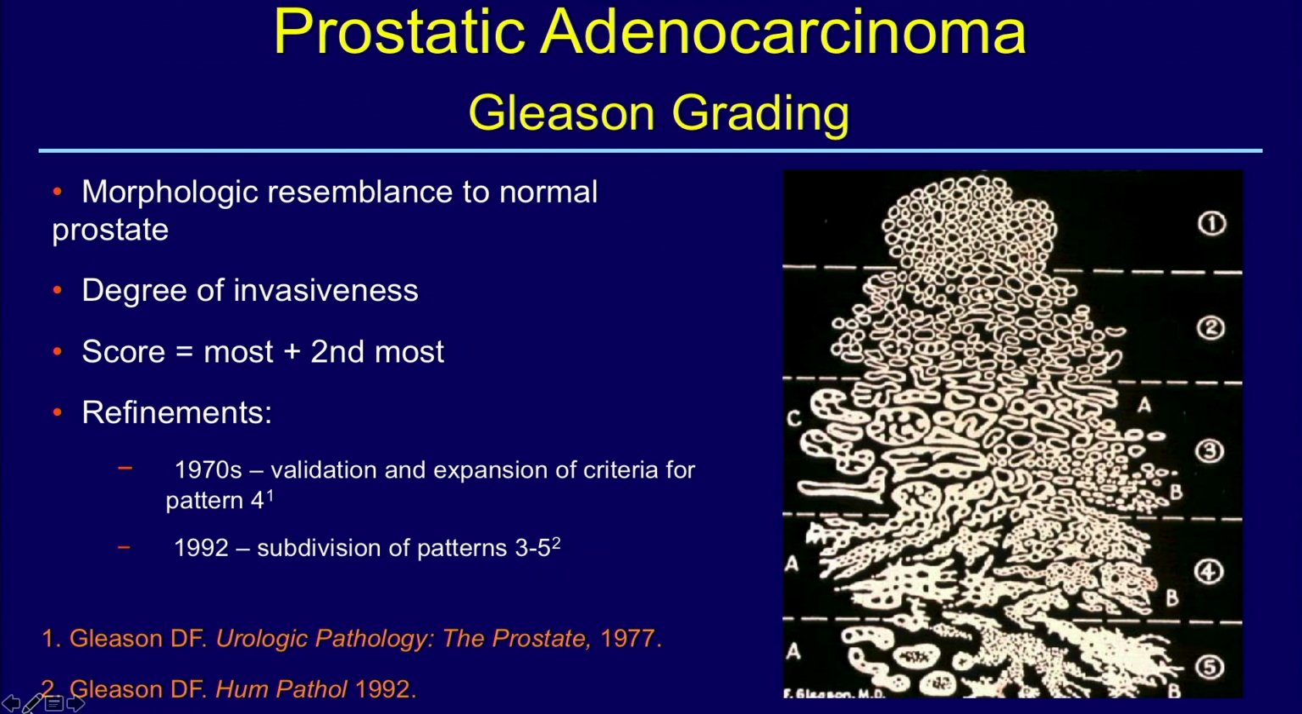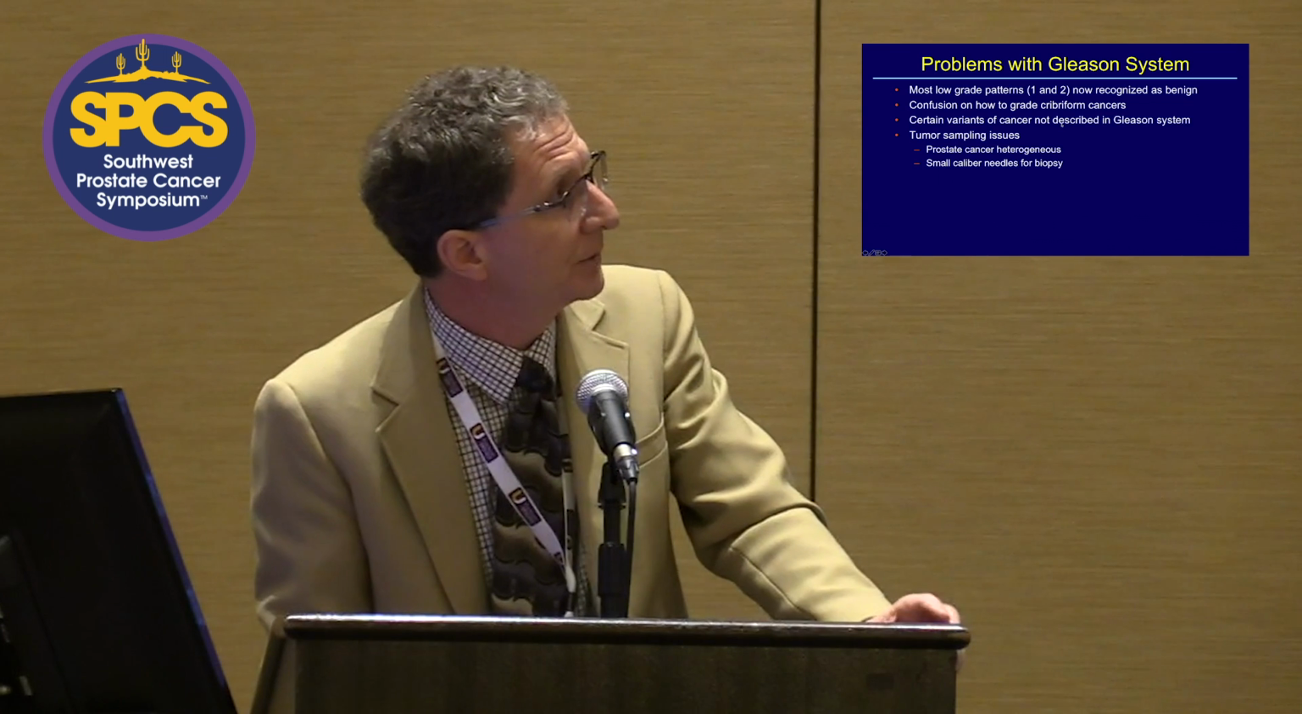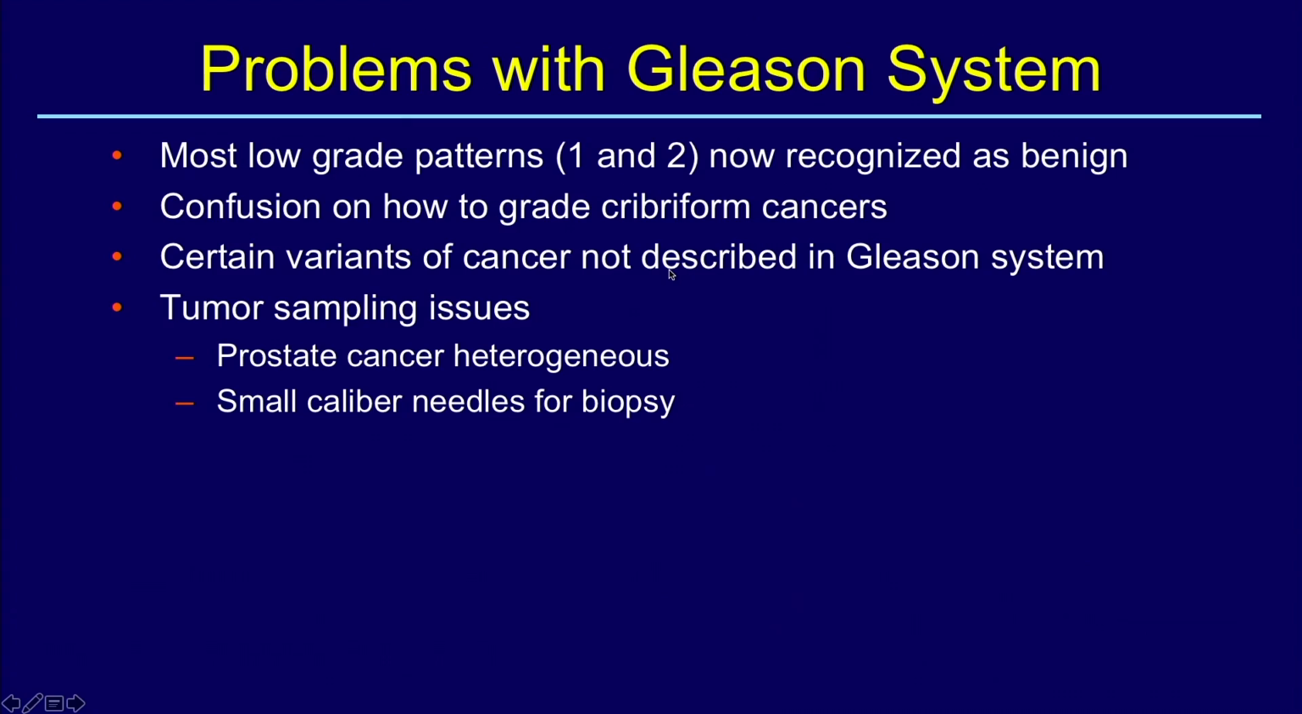So with that in mind, you notice that as the relative percent of pattern 4 increases, so does prostate cancer-specific mortality, which is in black here, over all age distributions here. And competing mortality here is in gray. So it really shows to be quite nice as a prognostic factor. However, there are still problems with the Gleason system.